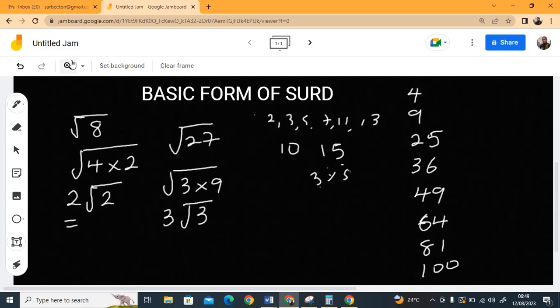So let's now look at bigger numbers. Those were just small numbers. Let's assume you are given the square root of 162. When I check the square root of 162, what I always do is, why can't I say 162 divided by 2?